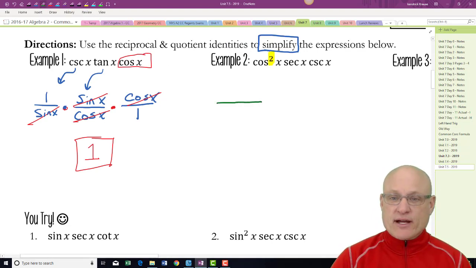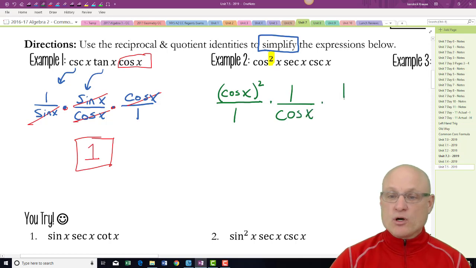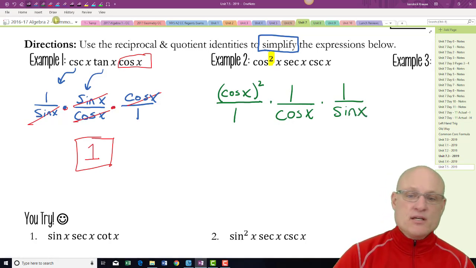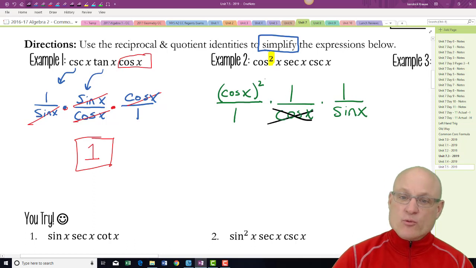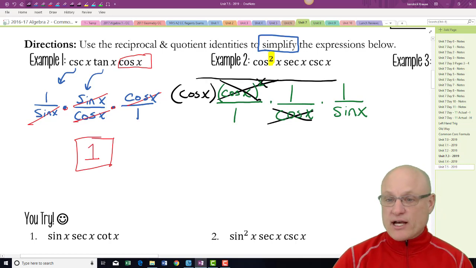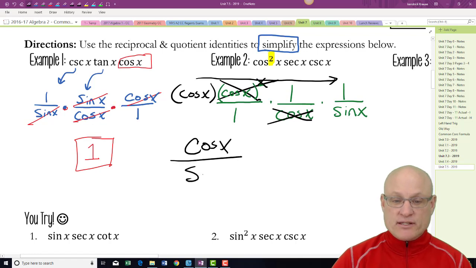So I'm still going to write this as a fraction, but I'm going to write it as cosine of x squared over 1 times 1 over cosine of x times 1 over sine of x. Now, this cosine of x cancels with one of these. If that confuses you, you could write cosine of x squared as cosine of x times cosine of x and just get rid of one of them. So remember, we multiply across the top. What I have left over on the top is cosine of x, and what I have left over on the bottom is sine of x.